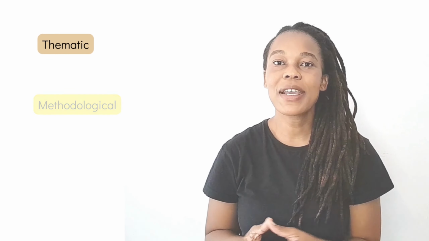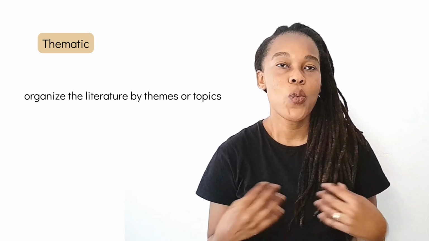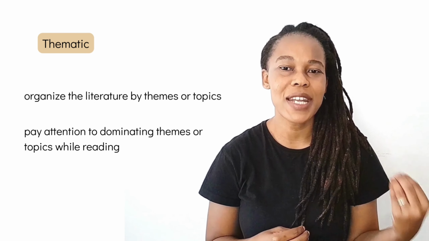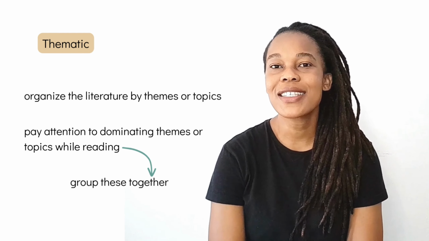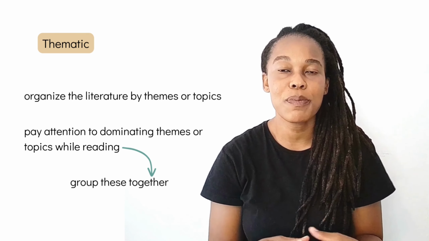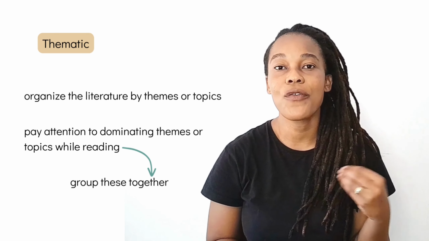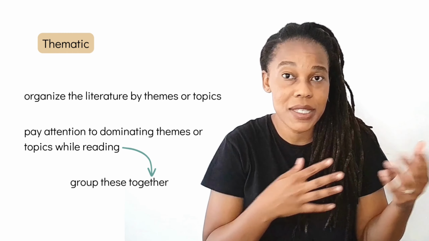There are several ways you can structure your literature review, but in this video, we're only going to cover three: thematic, methodological, and chronological. In a thematic literature review, you organize your literature by themes and topics. When you read, pay attention to the dominating topics and themes that surface. This is usually helpful when your study intends to show a relationship between multiple variables or phenomena. For example, employment and gender equality, stereotypes, and mental health.